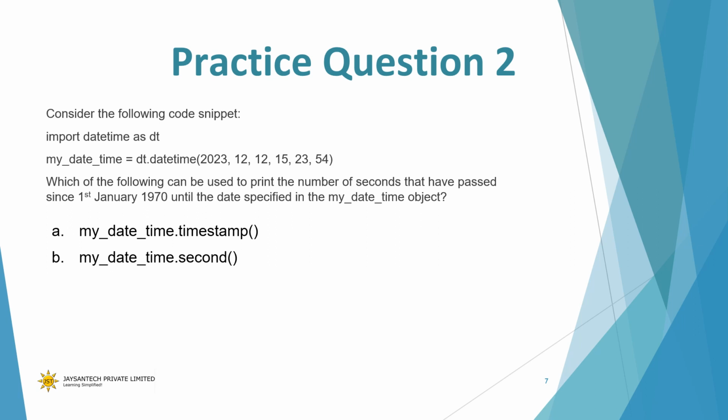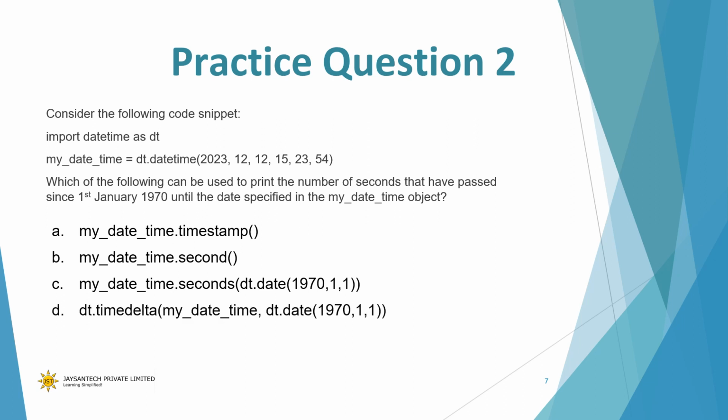Next, option B, you're using the second method. Now you have to note there's no such method called second for a datetime class. So this is wrong. Next, option C, again here using a seconds method. Same applies here. There's no method called seconds in datetime object. So this is also invalid. The final option, you're creating a timedelta object. Now we have already seen timedelta object. To create that, the constructor only takes in integer parameters. So D is also wrong. So the answer is option A.